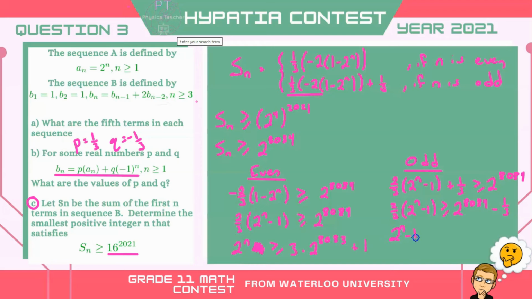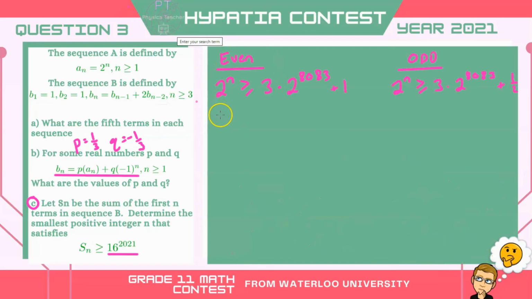We have 2 to the n minus 1 is greater than or equal to 3 times 2 to the power of 8,083. And similarly with this fraction here, we have to multiply by 3 and divide by 2, which gives us minus 1/2. If we add the 1, we have 2 to the power of n is greater than or equal to 3 times 2 to the power of 8,083 plus 1/2.